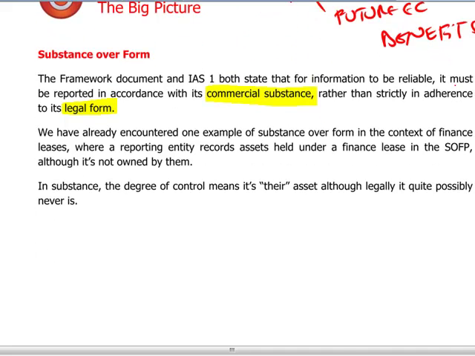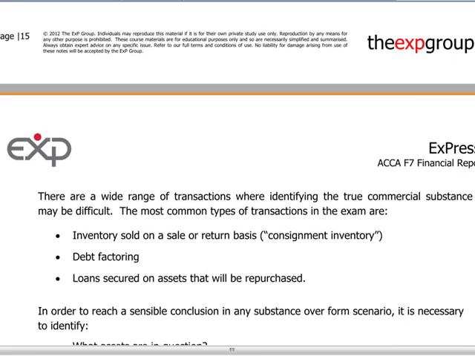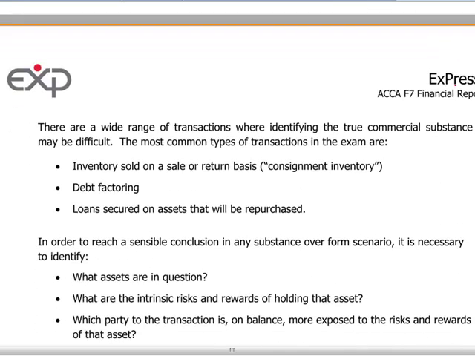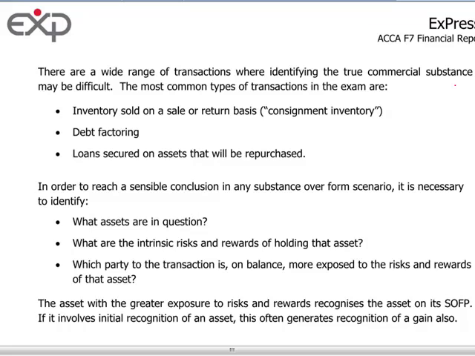The idea in the exam is that you should be able to spot the economic transaction which is given to you, out of types like inventory sold on a sale and return basis, otherwise known as consignment inventory, or debt factoring, or loans which are secured on the assets. Something like bill and hold arrangements, you name it. In order to get the right answer in the exam, there are the following things you should remember.